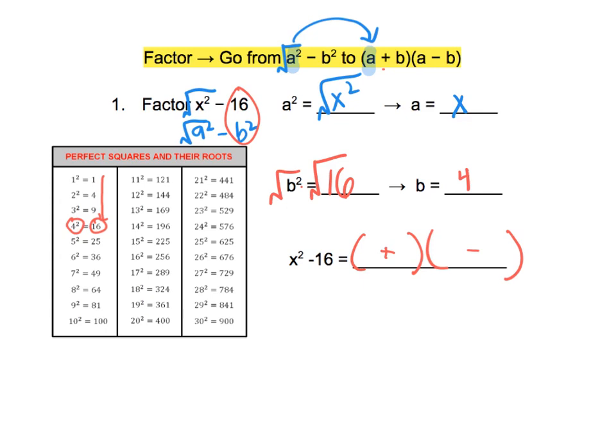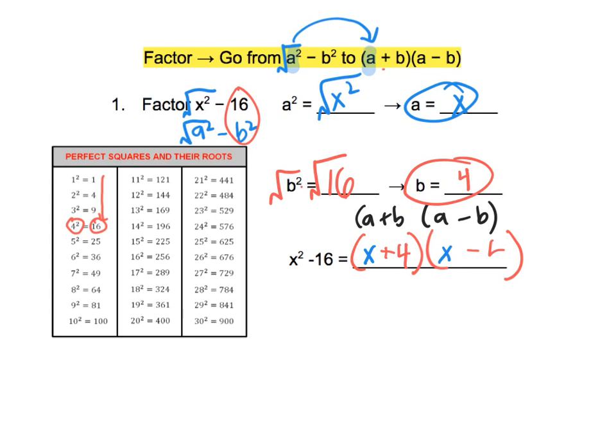Now we're just going to plug it into the formula. Remember, my formula is a plus b times a minus b. We already took care of our plus and minus. We just need to plug in our a and our b. Well, we know a is x, so each of these is going to start with x. We know b is 4, so each of these is going to have a 4. So my final answer would be x plus 4 times x minus 4.